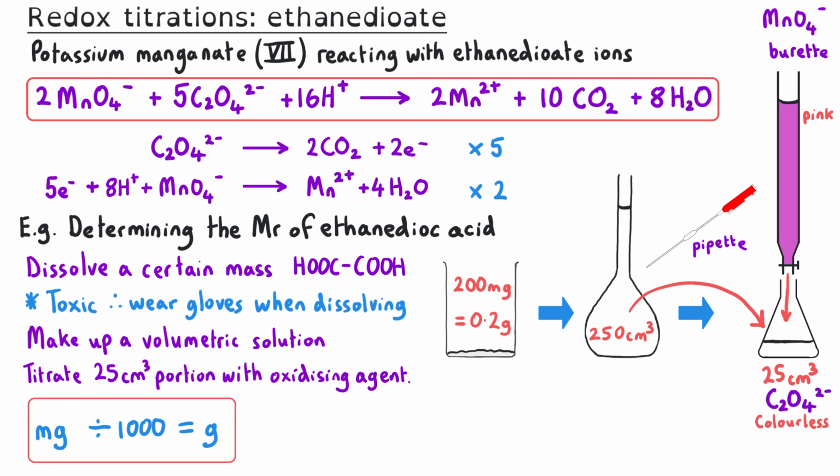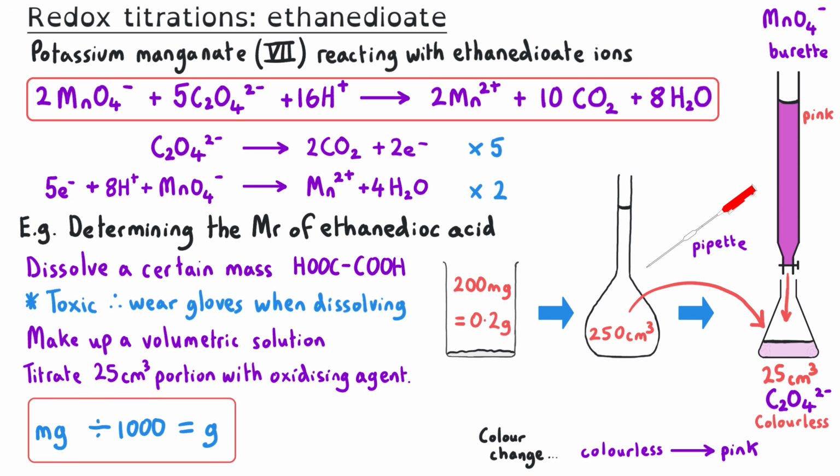During the titration, the manganate 7 ions become decolorized, and so whilst it's pink in the burette, it would be colourless as it is added to the colourless ethane dioic acid solution, but then once all that ethane dioic acid has been used up, the colour change at the endpoint would be colourless to pale pink.